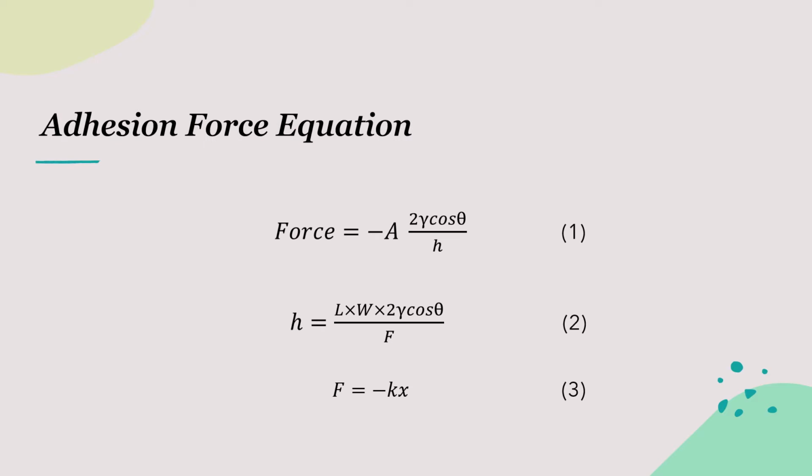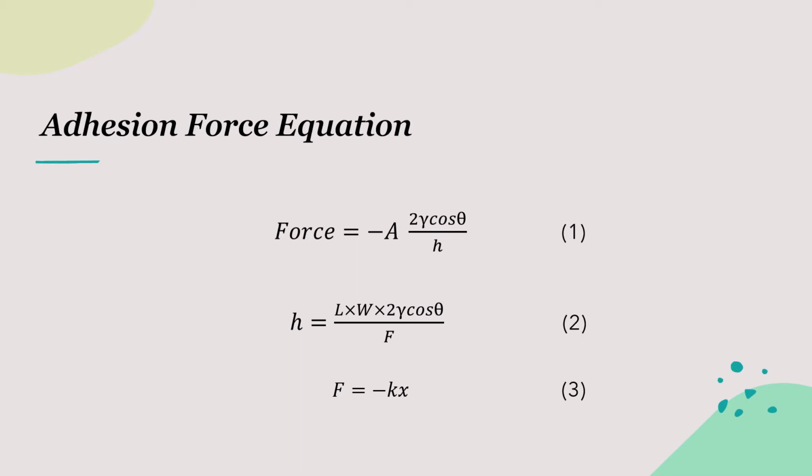Some important equations to know are shown below. Equation 1 represents the adhesion force. The adhesion force equation will be used to find the height of meniscus, represented by equation 2. I used a spring in the experiment, so the force will equal negative kx, as shown in equation 3. Equation 3 is known as Hooke's law, where k is the spring constant and x is the distance the spring stretched.